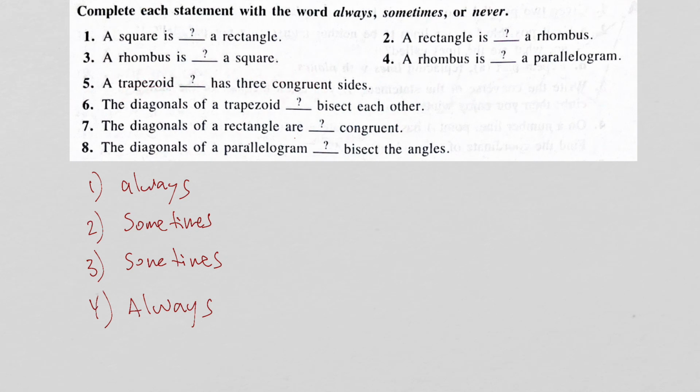It's possible for you to have a trapezoid with three congruent sides. If you had four congruent sides, you'd actually have a rhombus. But if you have three congruent sides, that is possible. So this is sometimes.